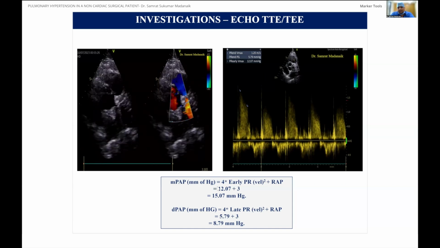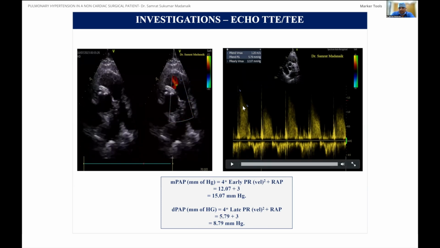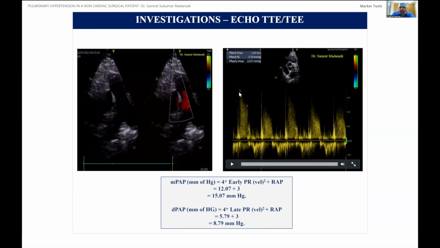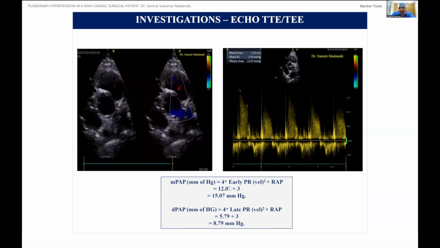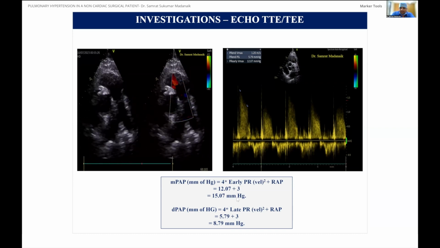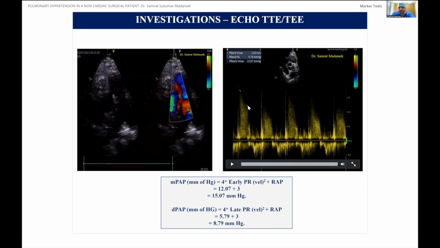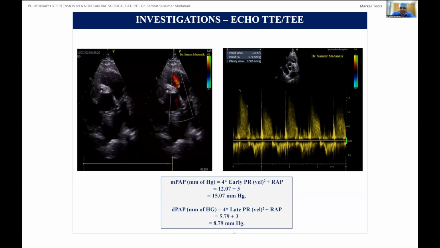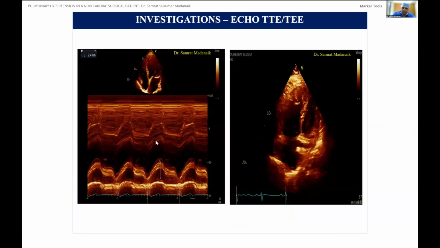So basically, for mean pulmonary artery pressures, the formula is 4 into early PR velocity squared. In this patient, who has PR, pulmonary regurgitation, this is the early velocity of the PR jet, and it is approximately 1.2. So squaring that, you will get 12.07 plus RAP, that is around 3. So here the mean pulmonary artery pressure is 15.07. And the diastolic pulmonary artery pressure is 4 into late PR velocity squared. So this is the late PR velocity, and that gives 5.79 plus 3, that is the CVP, and it comes to around 8.79. So this is how you estimate pulmonary artery pressures based on echocardiography.